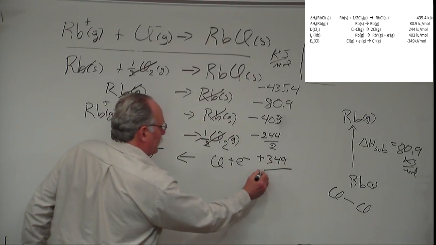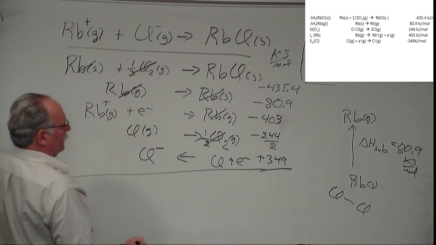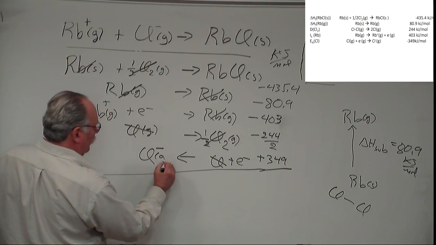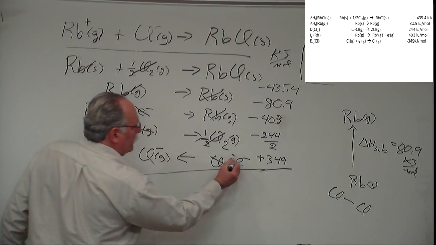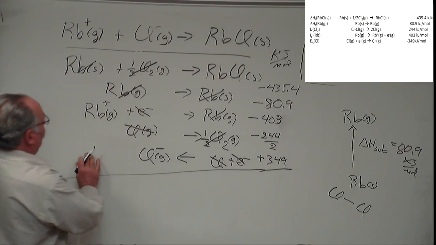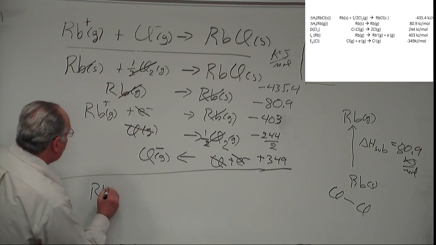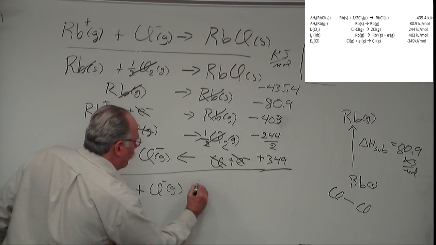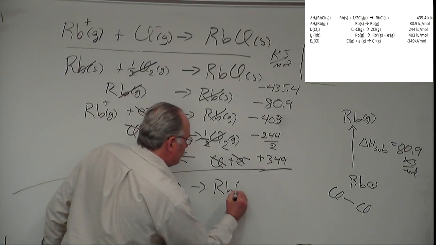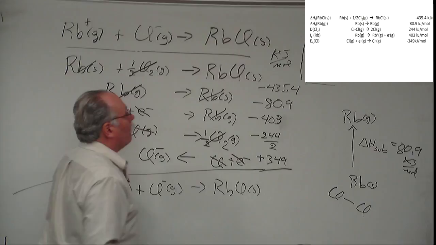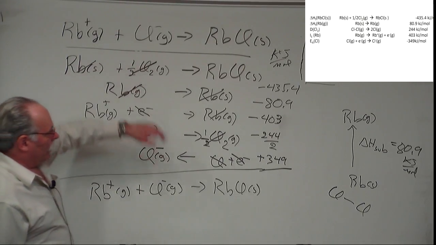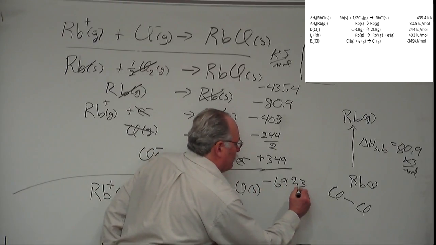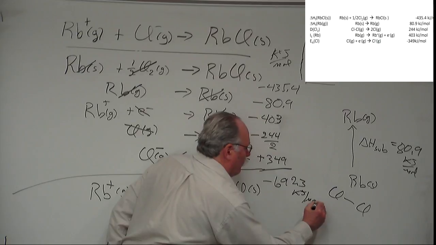Okay? Now I can go through this, and I notice that my molecular chlorine cancels. And this is a gas phase. And I notice my electron cancels. And so when I add these equations up, I have Rb plus as a gas plus Cl minus as a gas, forming RbCl as a solid. So these equations sum to the equation I want, which then gives me a value of minus 692.3 kilojoules per mole, okay?